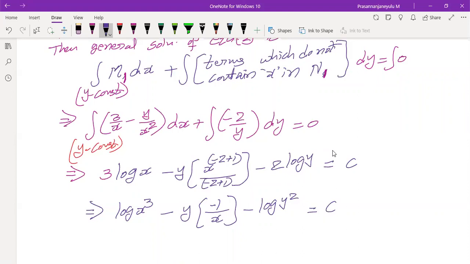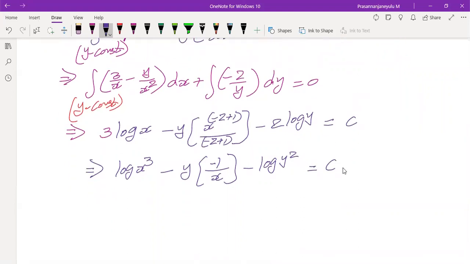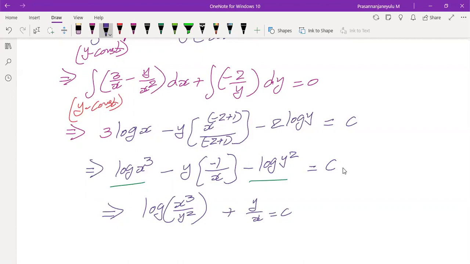log a power n equals n log a. So now we can observe that from the first and second terms. How does it look? Log a minus log b is log of a by b. So we can write it as log of a, which is x cube, by b, and b is nothing but y square. Y minus x plus y by x is equal to c. This is the general solution of which differential equation?